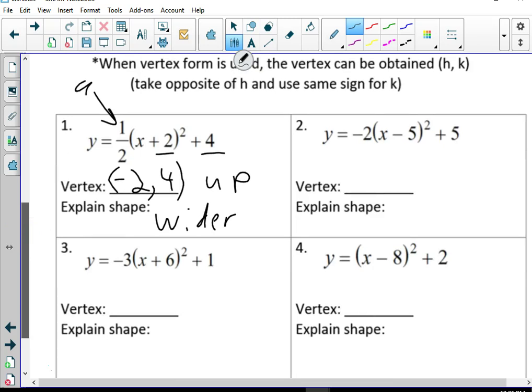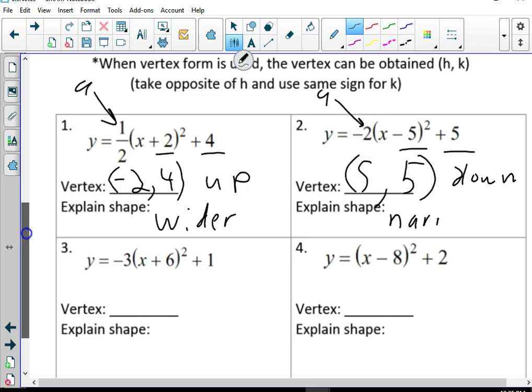Okay, let's look at this. What's the opposite of -5? 5. And then k goes right here. Here's my a. Is it opening up or down? Is it narrower or wider? Narrow, because it's bigger than 1. It's greater than 1. Now you might say, well, hey, -2 is less than 1. It's a whole number, okay?